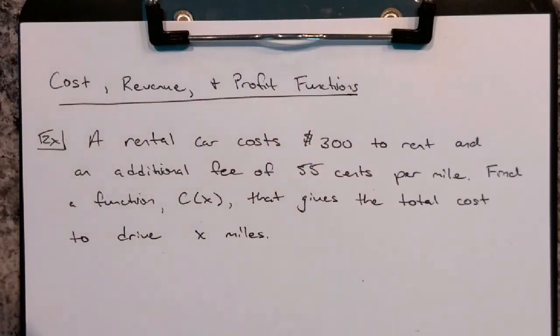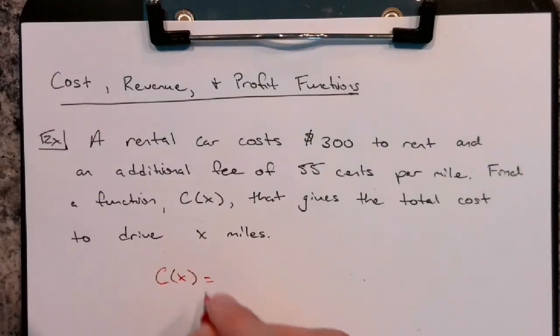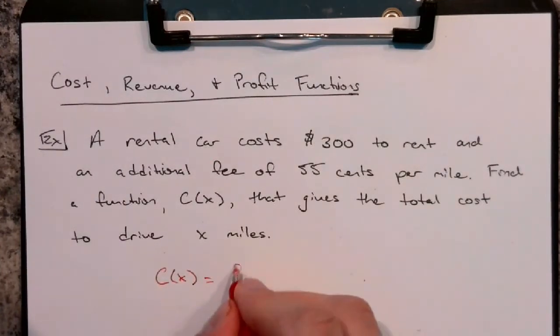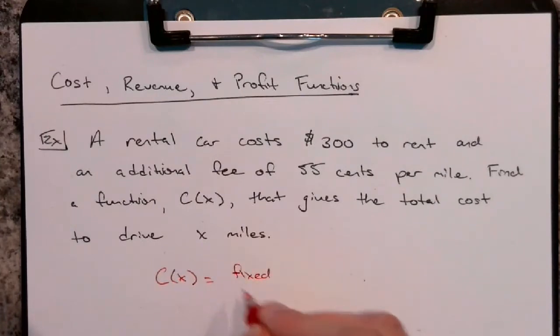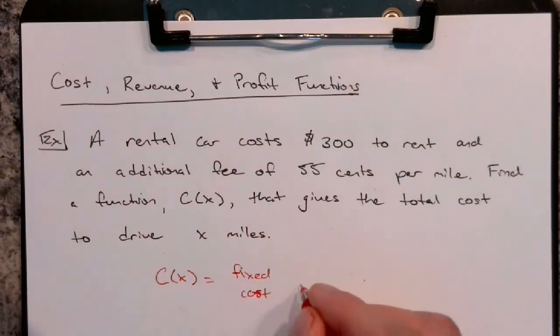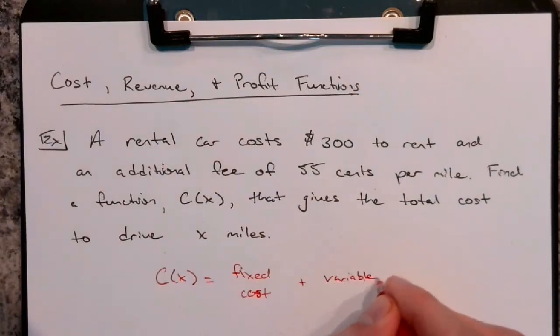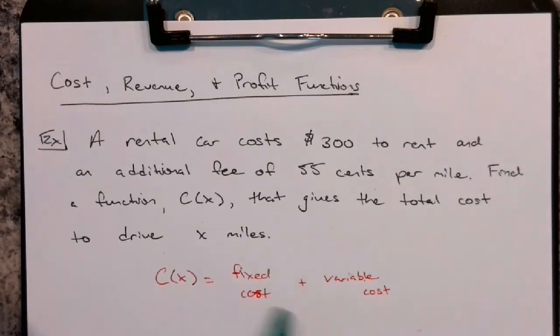You've probably seen something like this before, but in case you haven't, remember C of x is just the name of the function. It's like y equals. If I was talking about the cost function, C of x, it's equal to, just in words, the fixed cost, how much the cost is no matter what, plus what we'll call the variable cost, the part of the cost that changes. So generally speaking, you can think of most cost functions as working like this. There's a fixed cost and there's a variable cost.